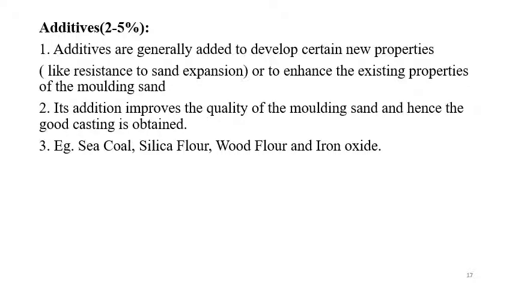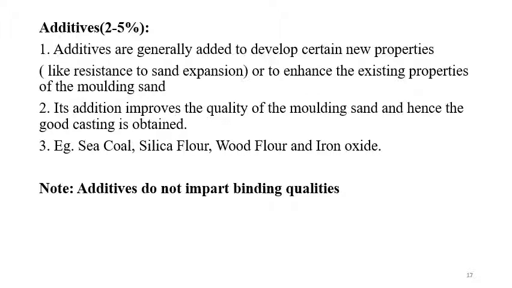Second important function, in addition, additives improve the quality of the molding sand and hence good casting is obtained. Very fine casting you can obtain or achieve. For example, you can use sea coal or silica flour, wood flour, or iron oxide. Use any one and you will get good casting. Next, they enhance the properties and develop new properties like resistance to sand expansion. Additives do not impart binding qualities.